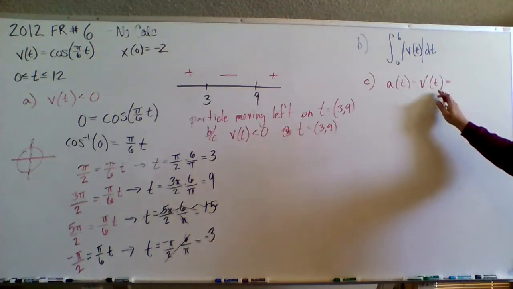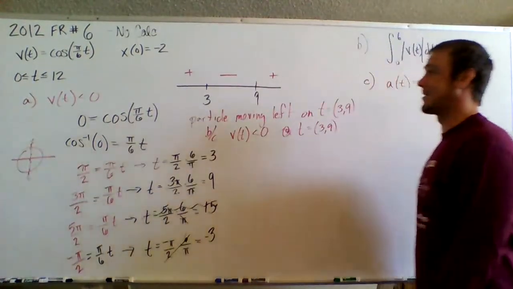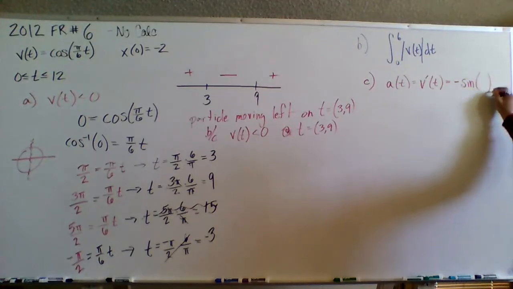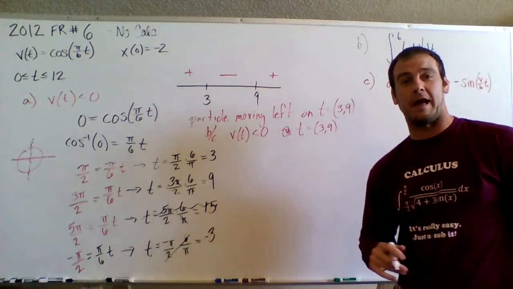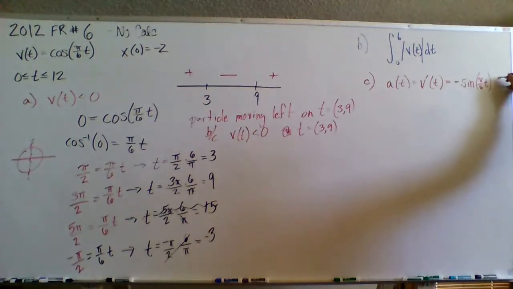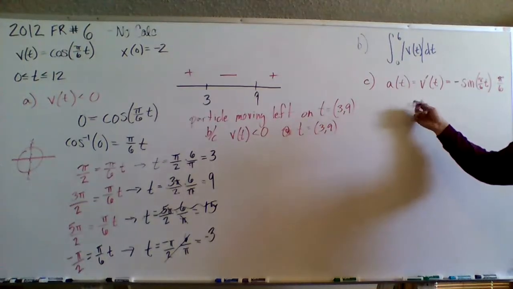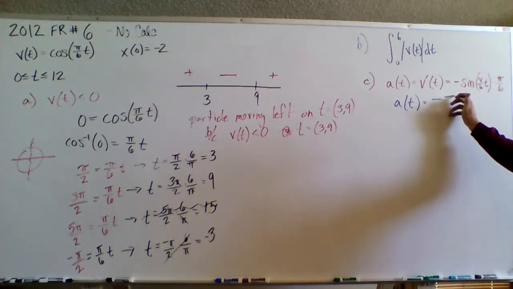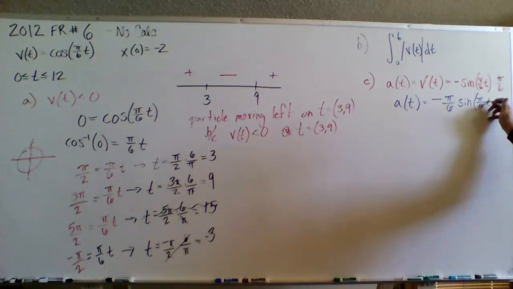So we're going to take the derivative of our velocity, which we're going to have to do the chain rule. The derivative of cosine is going to be negative sine. Remember, your inside will stay the same: pi over 6t, times the derivative of your inside now, which is just going to be pi over 6. You don't need to rewrite it, but I'm going to rewrite it. My acceleration is going to be negative pi over 6 sine of pi over 6t.